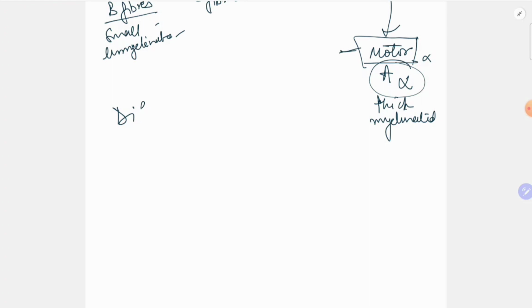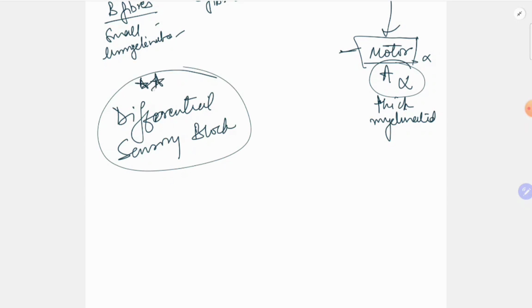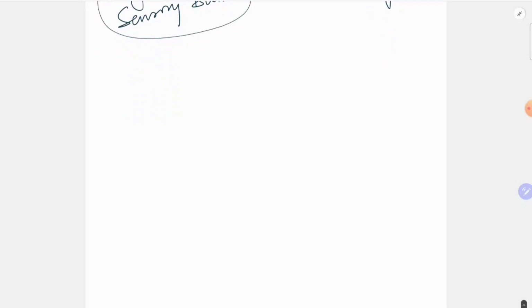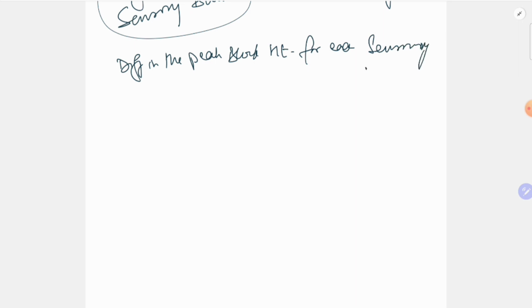Now, differential sensory block. What is this differential sensory block? It's very important. It can be asked as a question in your Viva as well. I'll just explain this in one line. Differential sensory block is the difference in the peak block height for each sensory modality. What it really means is, if this is your spinal cord, right?